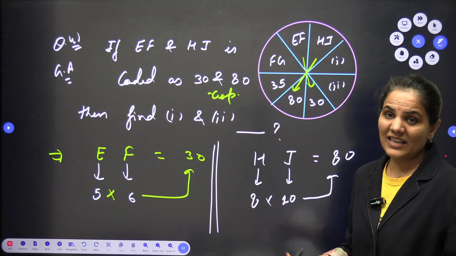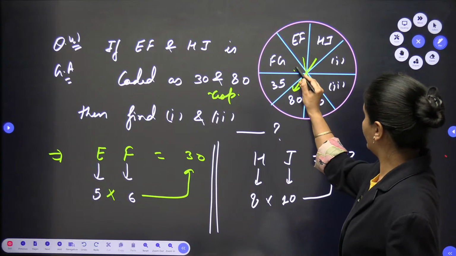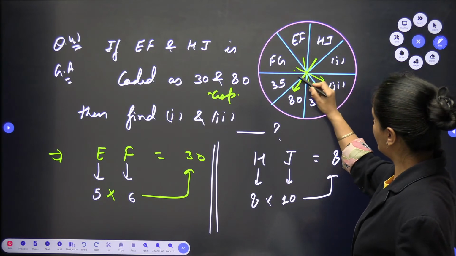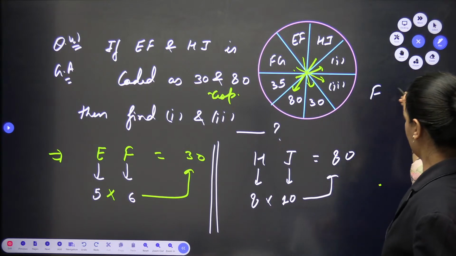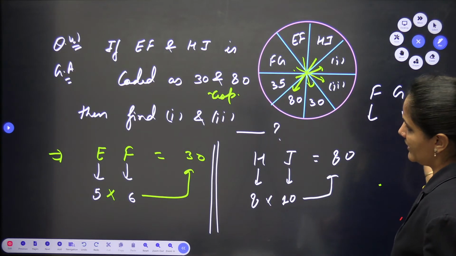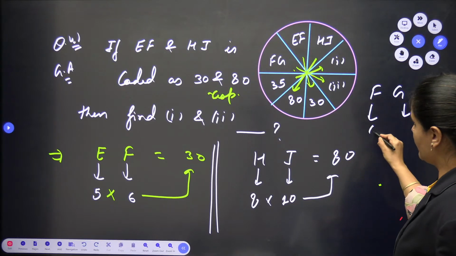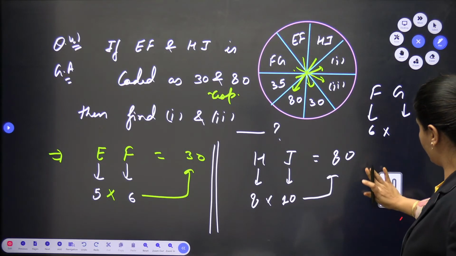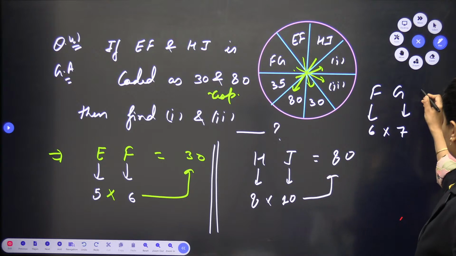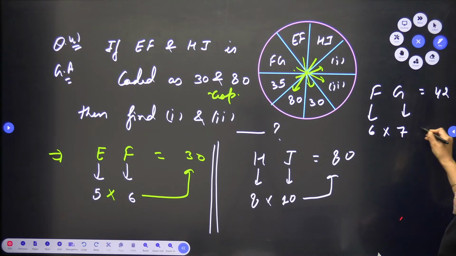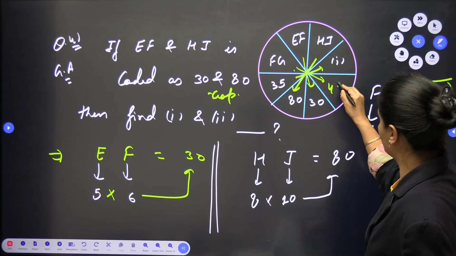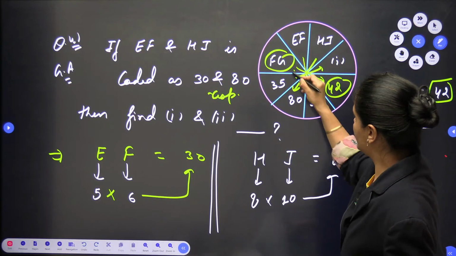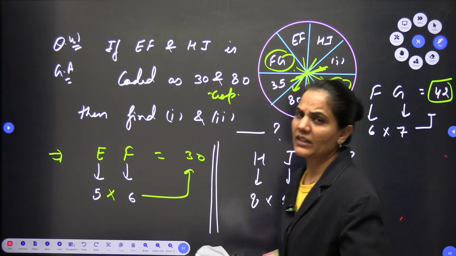In the same manner, for the unknown quantity, this should be for FG and this should be for the 35. So FG, F and G. F is 6 and G is 7. So it should be 42. 6 into 7, 42. At this place I should write down 42 for FG. And this is 35, 35 is already there.